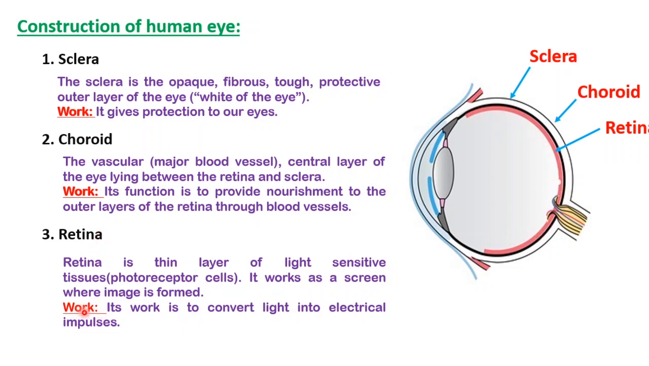What is the work of the retina? Its work is to convert light into electrical impulses. The light energy falling on the retina is converted into electrical impulses. Clear? So the retina converts light energy into electrical energy. There are two photoreceptor cells in the retina. One is rods, which is responsible for intensity, and another is cones, which is responsible for color. So cones identify the color, whereas rods identify the intensity of the light. Clear?